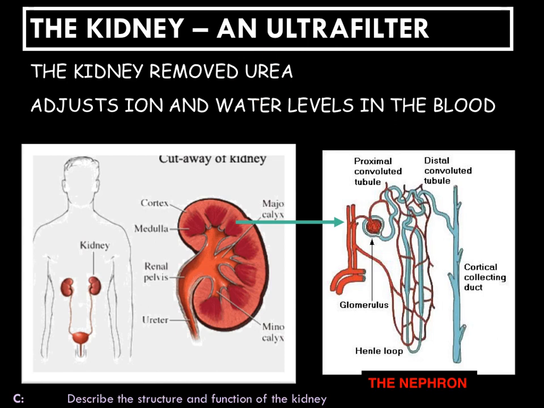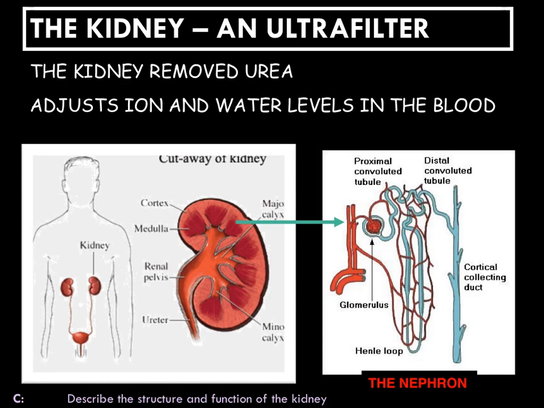Urea is the major component in urine, which is effectively just urea that has been made into a solution. The kidneys are also able to adjust both ion and water levels in the blood, and they do this via filtering the blood and then reabsorbing the particulates that the body wishes to hold onto.